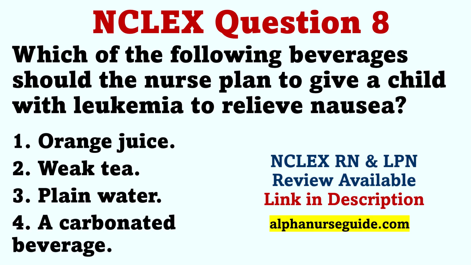The correct answer is 4. Carbonated beverages ordinarily are the best tolerated when a child feels nauseated. Many children find cola drinks especially easy to tolerate, but non-cola beverages are also recommended. Orange juice usually is not tolerated well because of its high acid content. Tea may also be too acidic, and many children do not like tea. Water does not relieve nausea.